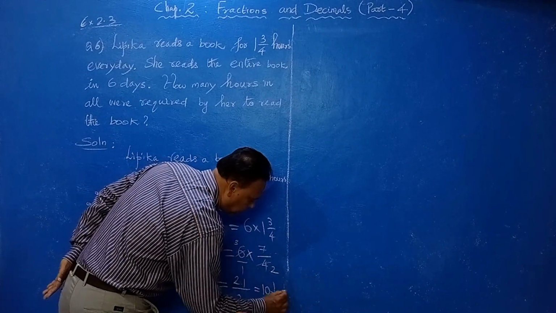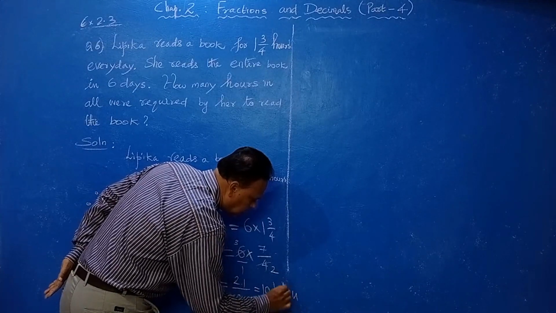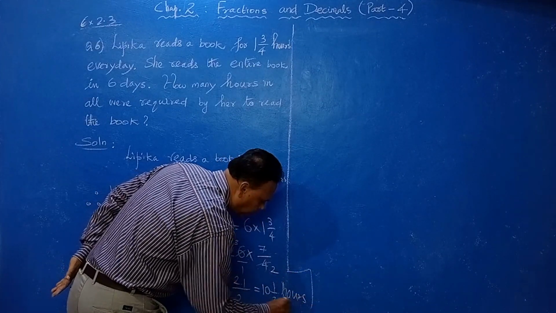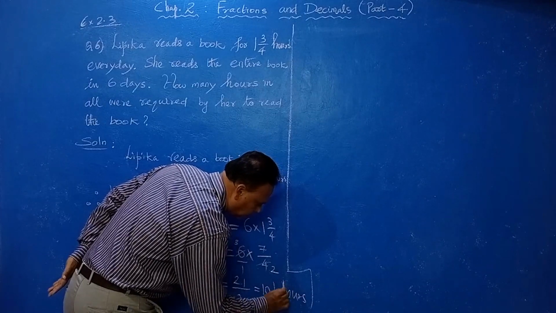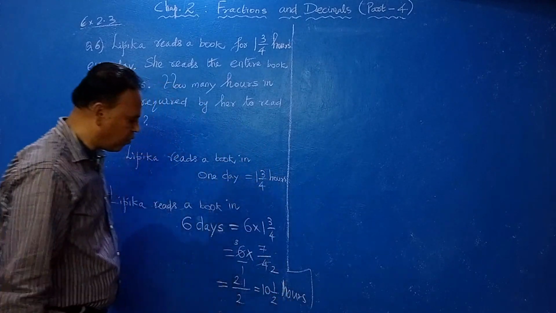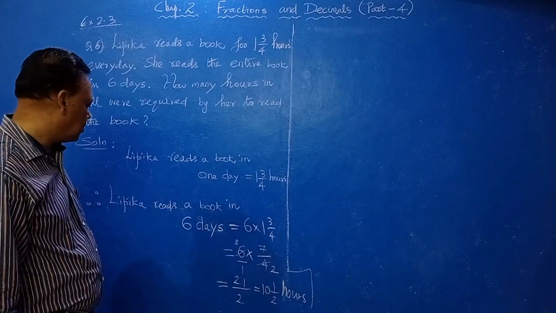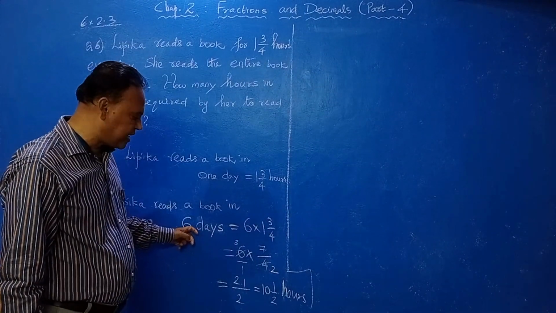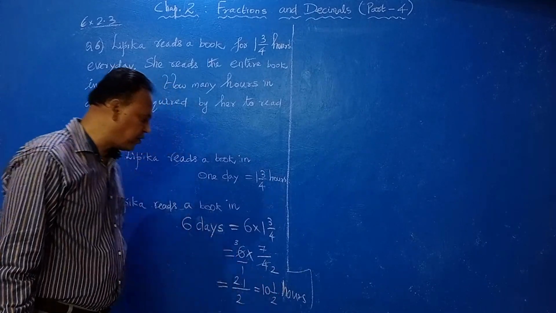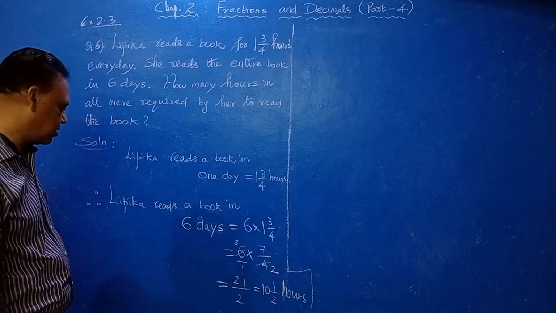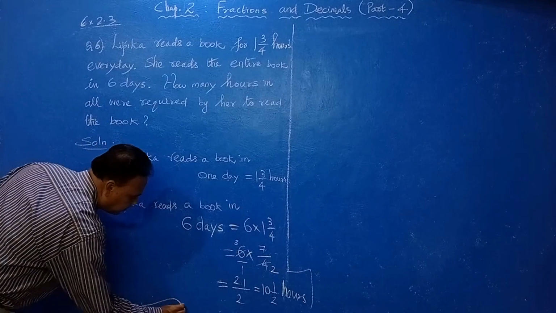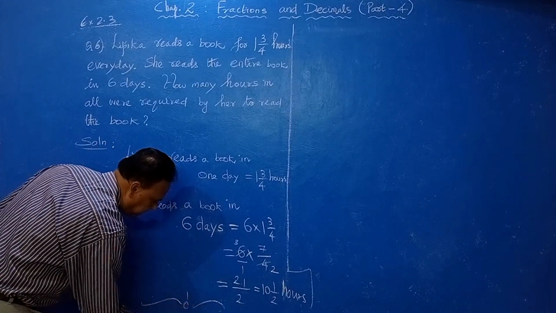So she takes 10 1/2 hours to read the book in 6 days. That is 10 and a half hours. Okay. That's all.